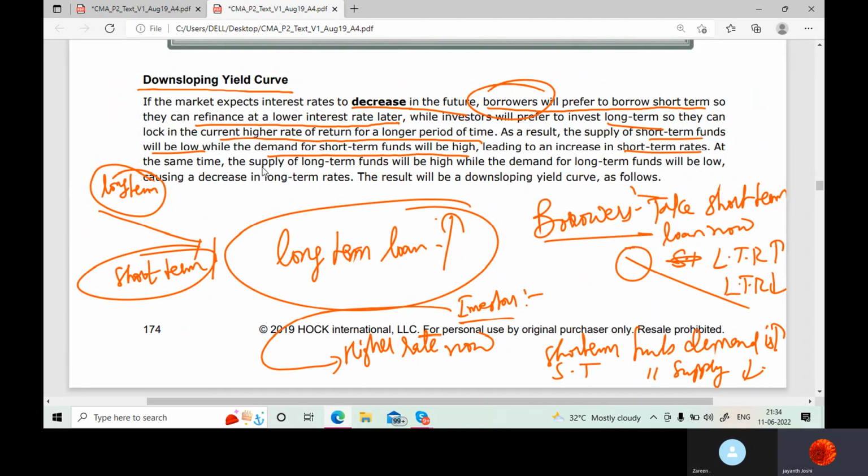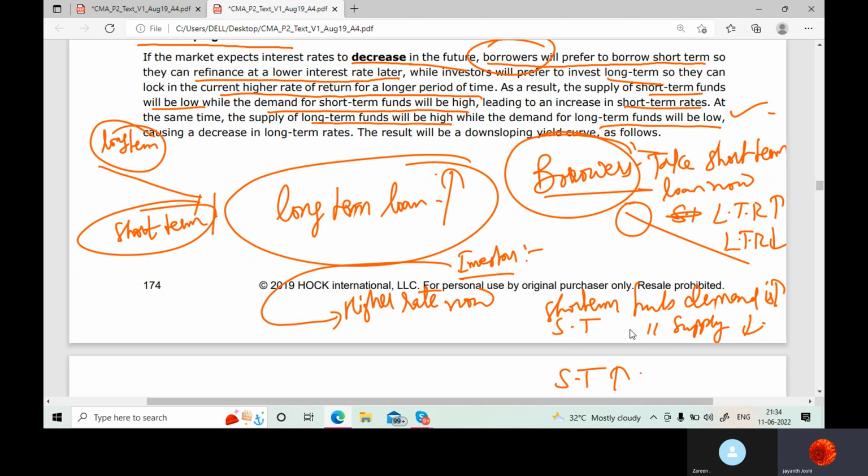At the same time, the supply of long term funds will be high while demand for long term funds will be low. Now these borrowers don't want to take long term loans. Why? Because they expect the interest rates to go down in the future. So these guys show less demand, but the investors show more interest towards supply of long term funds. Why? Because they want to invest in long term. So long term funds supply is high, long term funds demand is less.